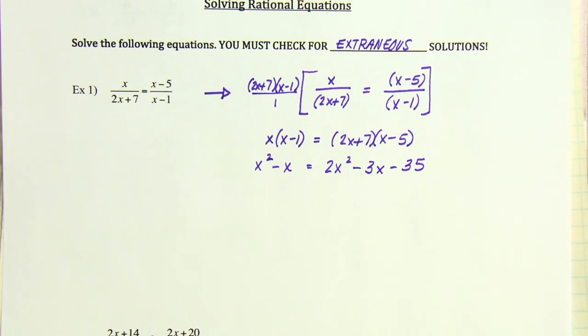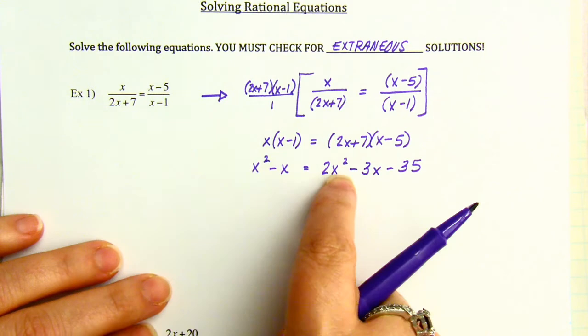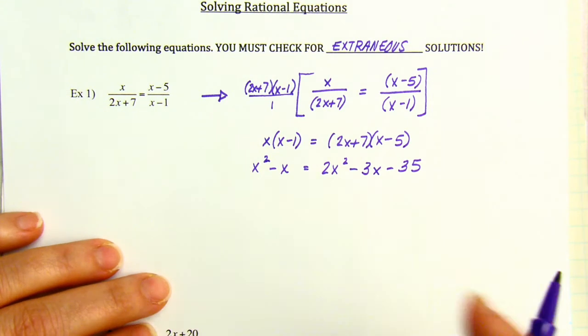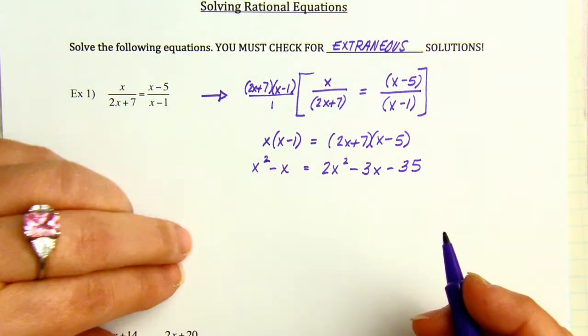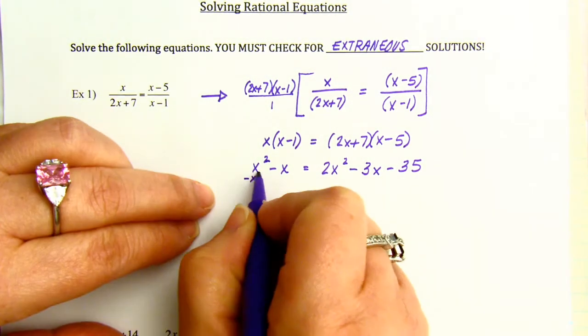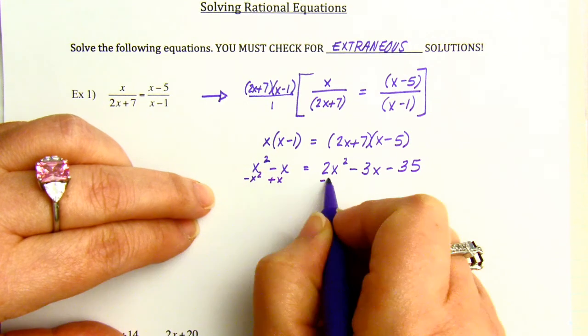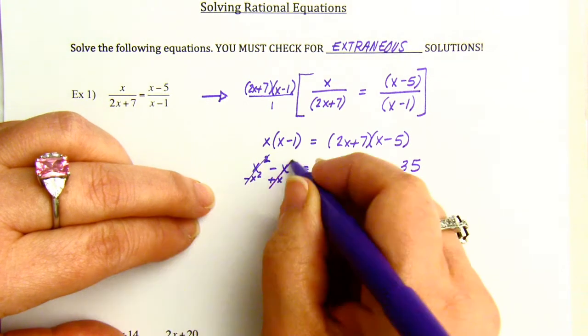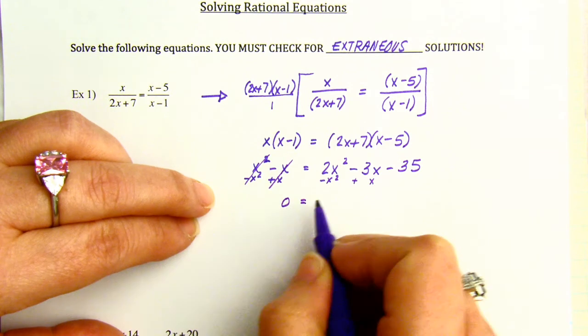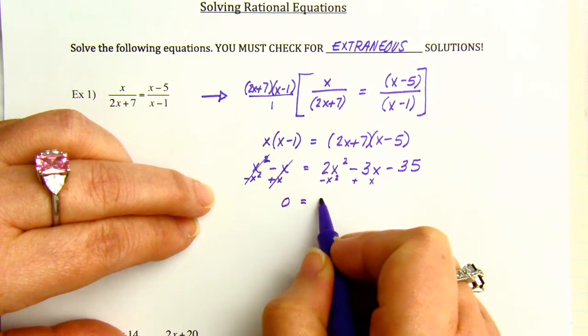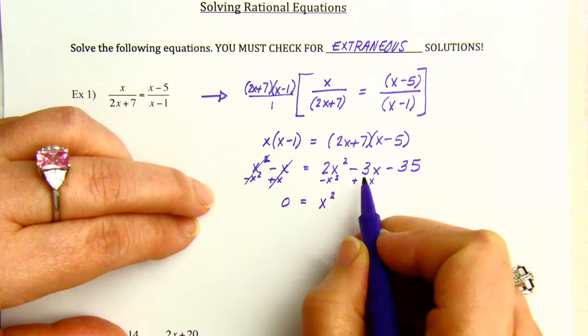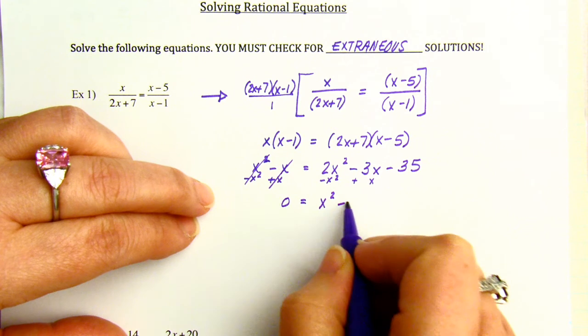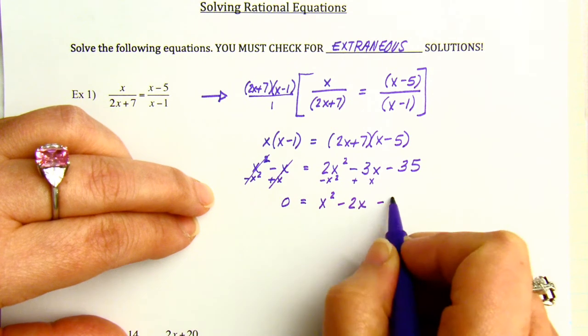Now notice the equation is quadratic because even when I subtract this x squared over here with this 2x squared, it's going to remain quadratic. So I have to move everything to one side. Subtract x squared, add x. Subtract x squared, add x, right? See, I'm lining it up. So the left side is 0. 2x squared subtract x squared is 1x squared. Negative 3x plus x is negative 2x minus 35.